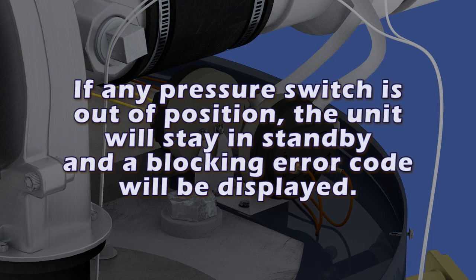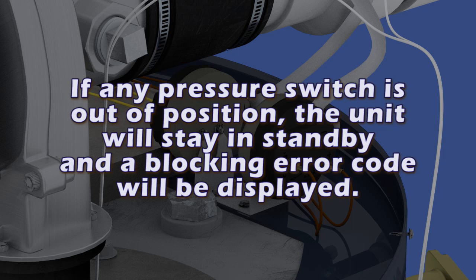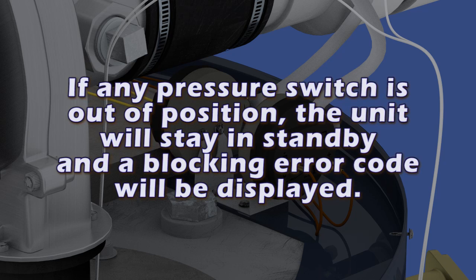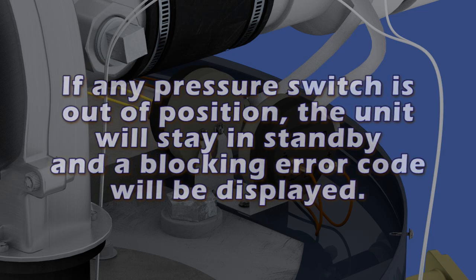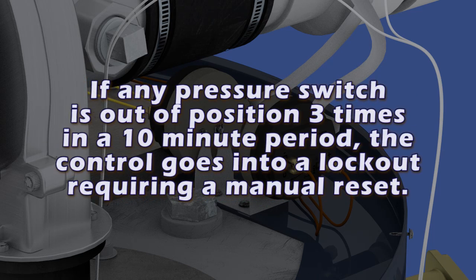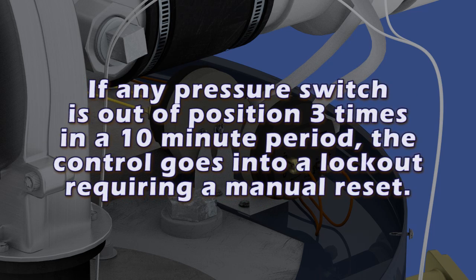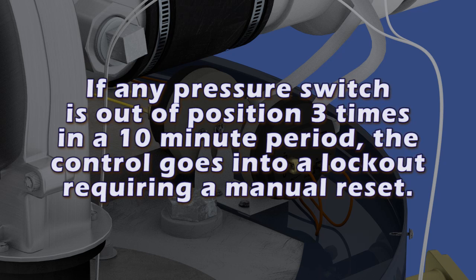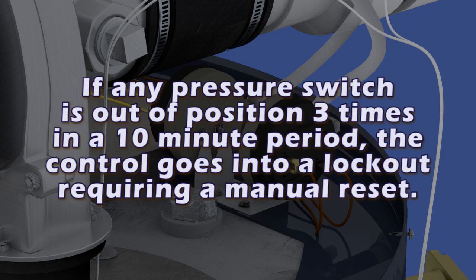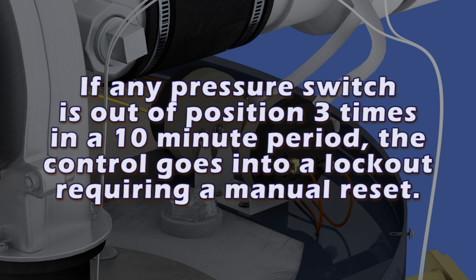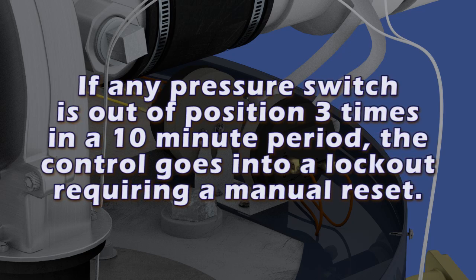A blocking error can trigger a lockout error if enough blocking errors are recorded. As a general rule, if any pressure switch is out of position, the unit will stay in standby and a blocking error code will be displayed until the error is cleared. If any pressure switch is out of position 3 times, either running or standby within a 10-minute period of time, the control goes to a lockout, requiring a manual reset, and a lockout error code will be displayed.